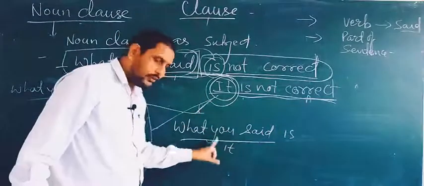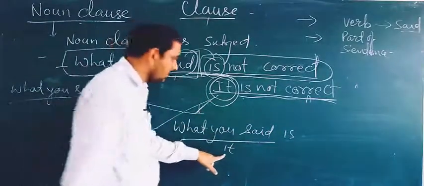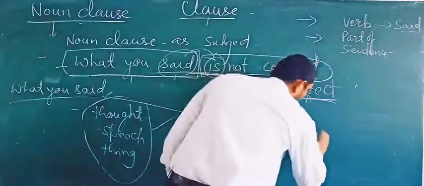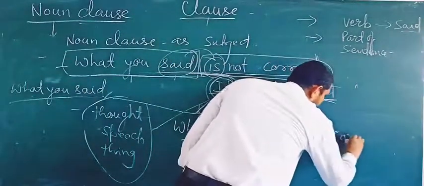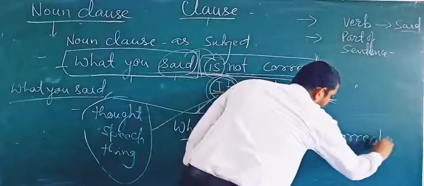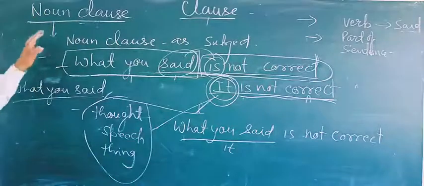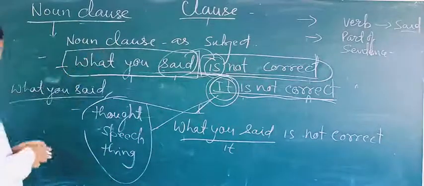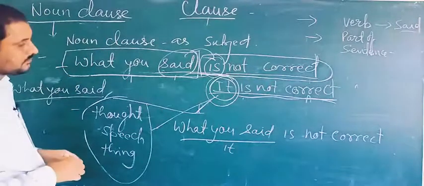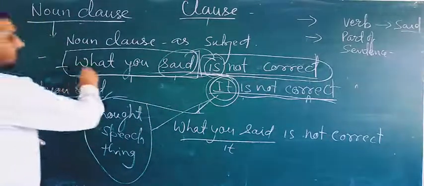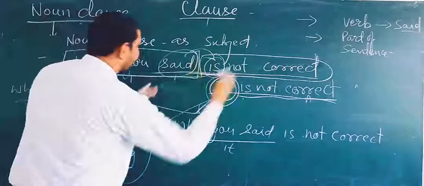What you said is involved in it. So the sentence will be: what you said is not correct. Okay. So I think you have understood. A noun clause can function as a subject of a sentence. Okay, this is a sentence that has two different parts.